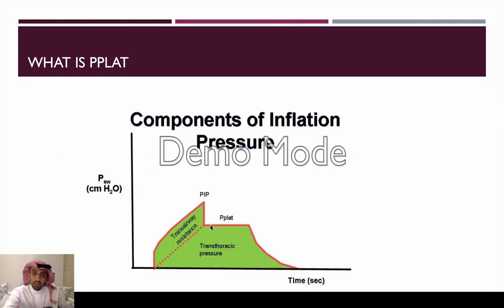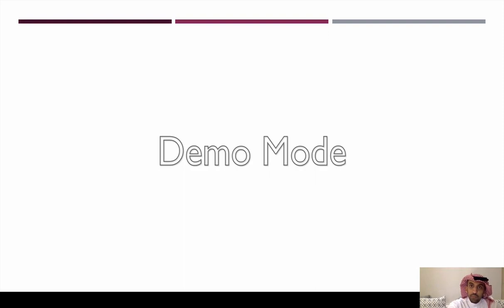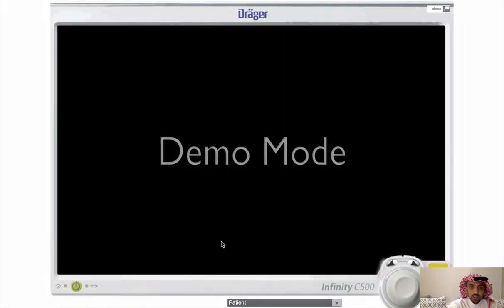And this is what happened here. Here we applied a maneuver called an inspiratory hold, where the flow will be zero, therefore eliminating the transairway resistance and again getting the plateau pressure, which reflects the transthoracic pressure. So here we will have a simulation, just very quickly.